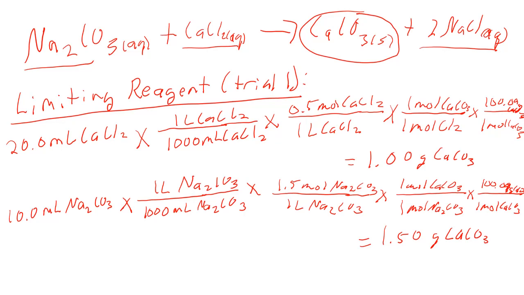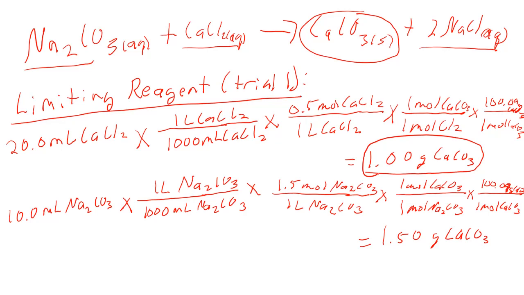If we compare our two reagents here, the calcium chloride is going to make less calcium carbonate, which means it's going to be the limiting reagent in trial 1. You're going to do the same calculation for trial 2, except you're going to use your volumes from trial 2. So I will let you do the calculation for trial 2 on your own.